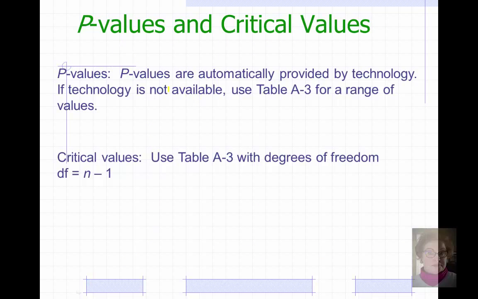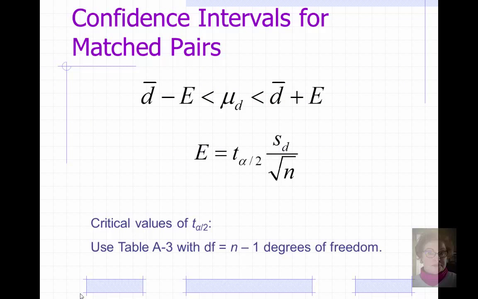Now we're going to use StatCrunch to find our p-values exactly. If you don't have StatCrunch, you can use table A3 to find the range of values, or you can use a critical value method, but again, I recommend you use the p-value method since StatCrunch is so readily available to us. And when we do a confidence interval, here is our margin of error. Again, we find the critical value using the table, times the standard deviation of our sample differences divided by the square root of n. The pattern should be starting to look a little familiar here.